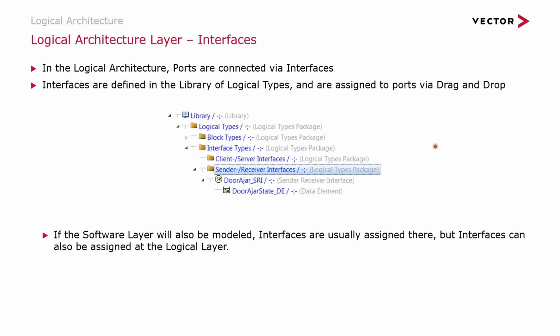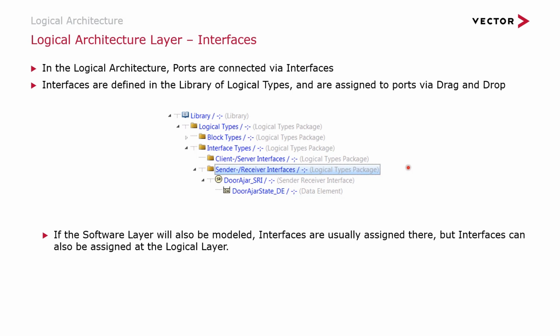So in the logical architecture, ports are connected via interfaces. And the way you define an interface is you define it in the library of logical types. And once you've defined a sender receiver or a client server or any of the other types of interfaces that we have, those are then assigned to the ports of the logical architecture by drag and drop operations.